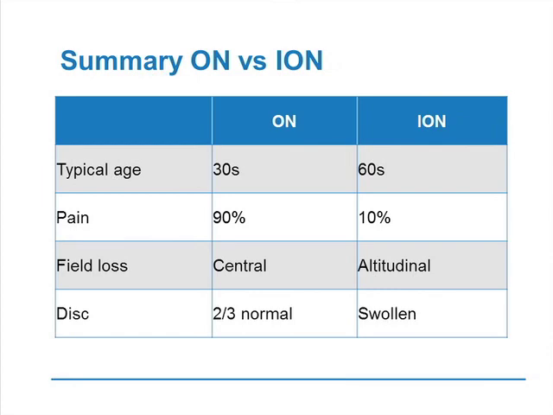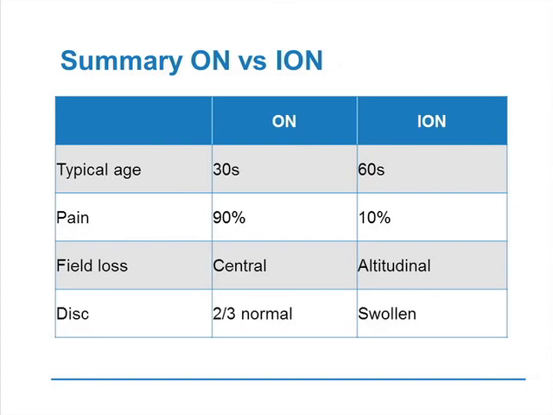Again, the age is different. Patients with optic neuritis tend to be younger. Pain is almost universally present in optic neuritis and extremely uncommon in ischemic optic neuropathy. Visual field loss is central in optic neuritis and altitudinal in ischemic optic neuropathy. And the disc is normal two-thirds of the time in optic neuritis, and in ischemic optic neuropathy, swollen or with sectoral disc hemorrhages.